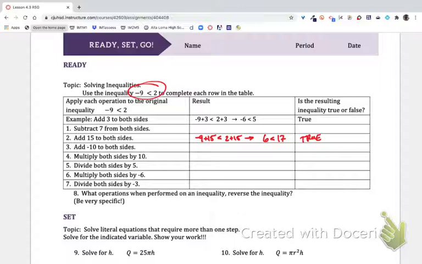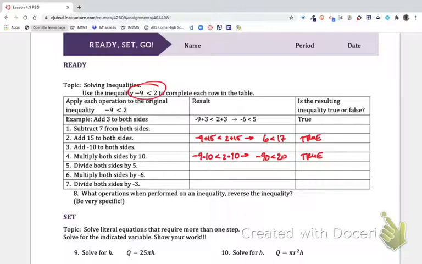Let's go look at number 4. Multiply both sides by 10. So -9 times 10 is less than 2 times 10. We would have a little arrow here, like -90 is less than 20, which, yes, that is definitely true.